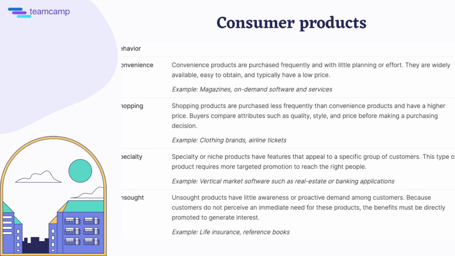Shopping. Shopping products are purchased less frequently than convenience products and have a higher price. Buyers compare attributes such as quality, style, and price before making a purchasing decision. Example: clothing brands, airline tickets. Specialty. Specialty or niche products have features that appeal to a specific group of customers. This type of product requires more targeted promotion to reach the right people. Example: vertical market software such as real estate or banking applications.